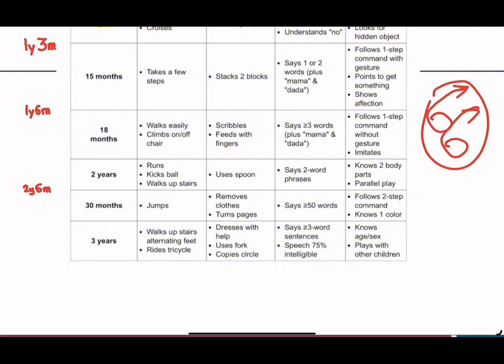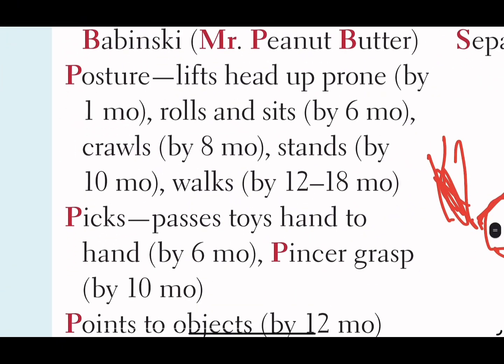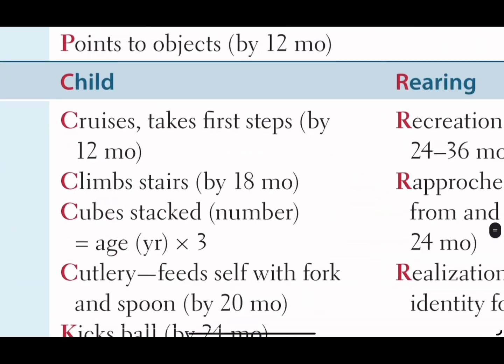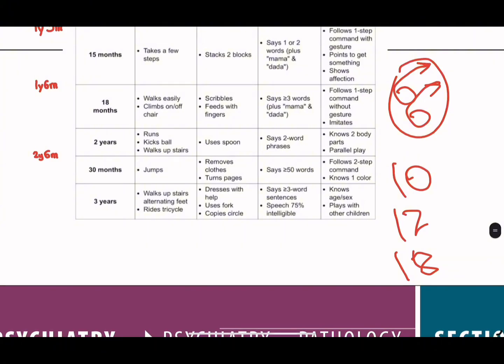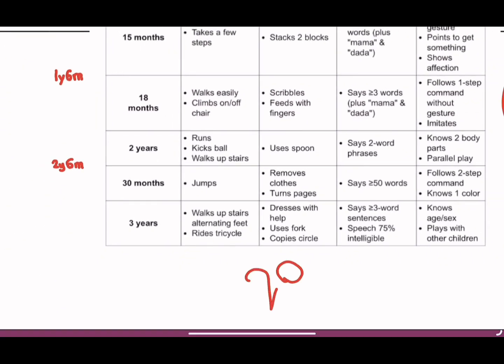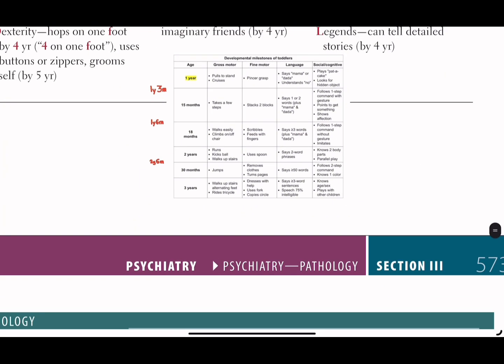For this one's 18 months, walks easily, climbs on a chair. Okay, we said walking, standing was 8, it was 10. Walking was 12. 18 was upstairs, right? Stands by 10, walking by 12 to 18, and 18 was climbing stairs, exactly. Says more than 50 words, uses spoons by 2 years. We said spoon and fork by 20 months. Whatever, let's just skip it and go to the next page.